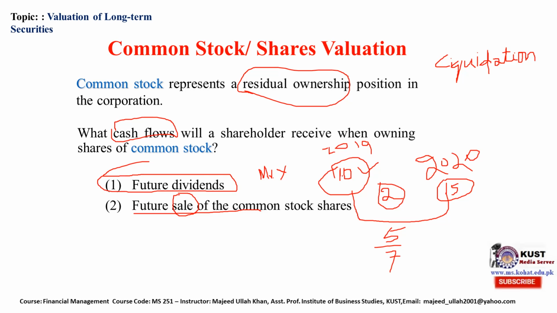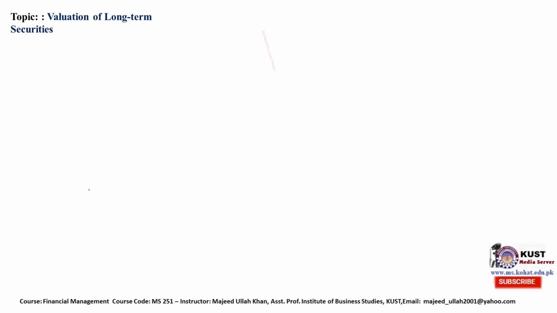So what is his return? This 7 on 10 means a 70% return he got in 1 year. This is just an example; only that much return is rarely earned by investors. So from holding common stock shares there are two sources of cash flow that the shareholder will receive: dividends and the future sale of the share.